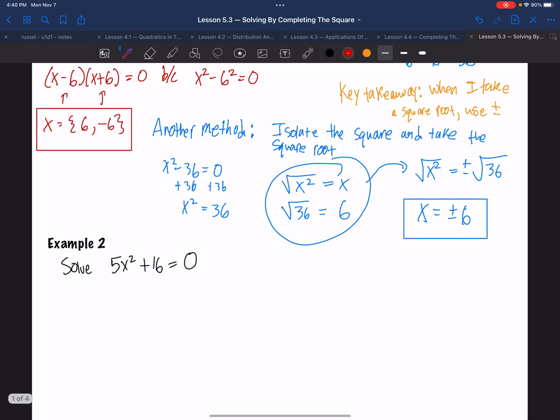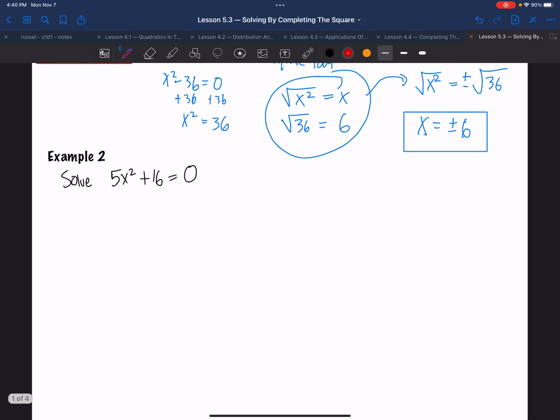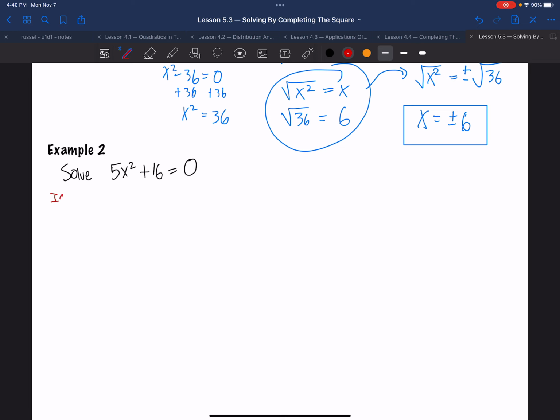So we're going to solve this by isolating the square. Isolate x squared. That's our goal. Here's 5x squared plus 16 equals 0. I'm going to subtract 16 from both sides first. So then I have 5x squared equals negative 16.